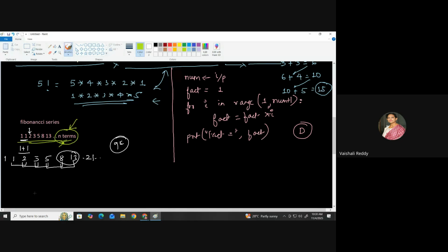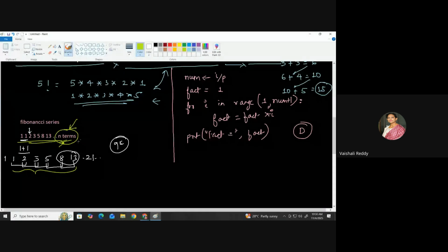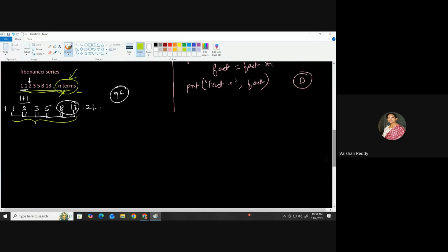Everyone clear with this first part? We want how many terms? N terms. So for N terms, N times we have to perform this activity. Yes, now focus. I told you when we were discussing the sum, the same idea we will apply here.